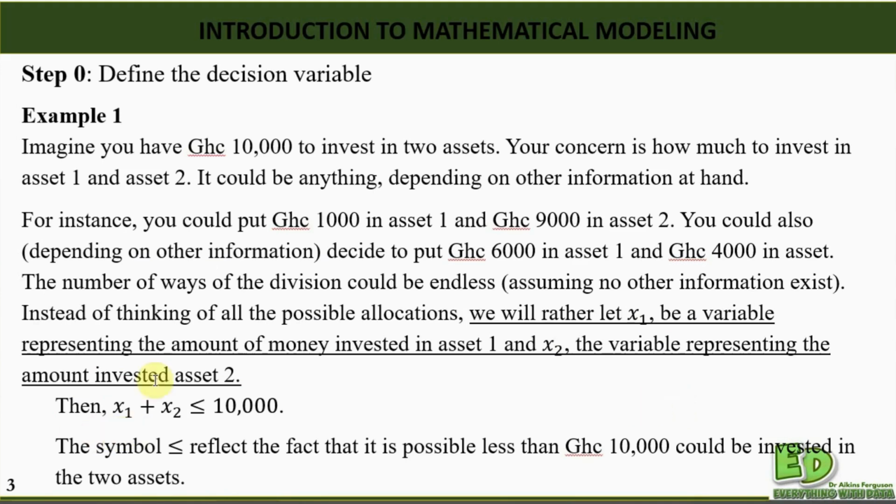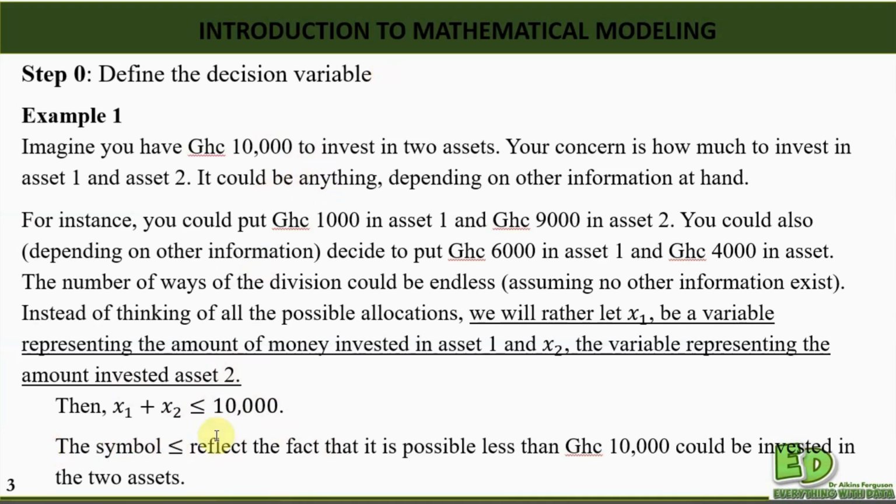Then we'll say that x1, which is the amount of money to be invested in asset one, plus x2, which is the amount of money to be invested in asset two, should be less than or equal to the total amount of 10,000 Ghana cedis. That means the summation of the amount of money you invest in asset one and asset two shouldn't exceed the amount that you have available, right? So it means that you have 10,000 Ghana cedis available.